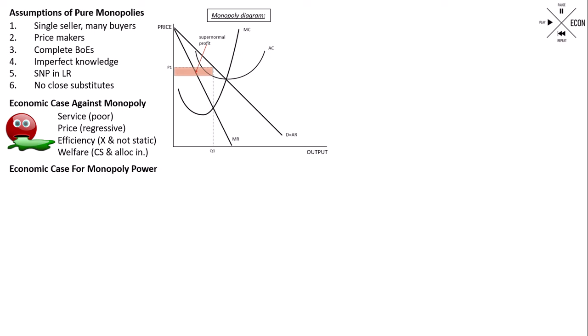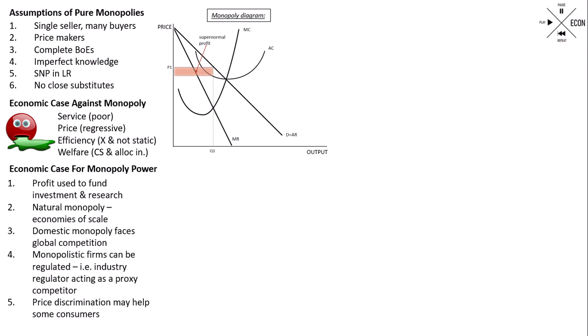See if you can think of economic case arguments for monopoly power then. So some arguments are that profits could be used to fund and invest in research and development, or investment in expansion or improving the production process. Hopefully you can remember that that's called dynamic efficiency. They could also possibly be a natural monopoly, so therefore one firm should benefit from the economies of scale.